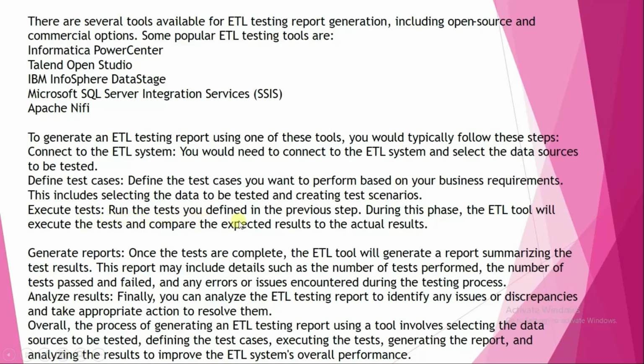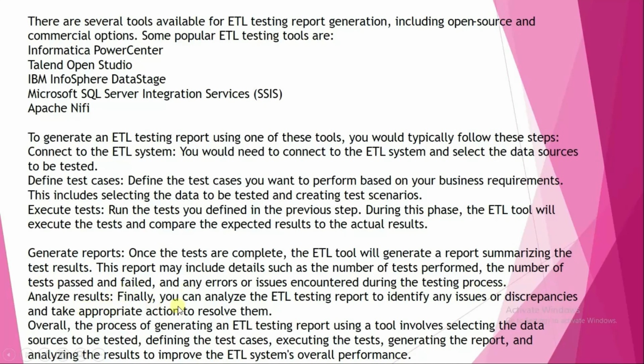Run the tests you defined in the previous step. During this phase, the ETL tool will execute the tests and compare the expected results to the actual results. Generate reports. Once the tests are complete, the ETL tool will generate a report summarizing the test results. This report may include details such as the number of tests performed, the number of tests passed and failed, and any errors or issues encountered during the testing process.